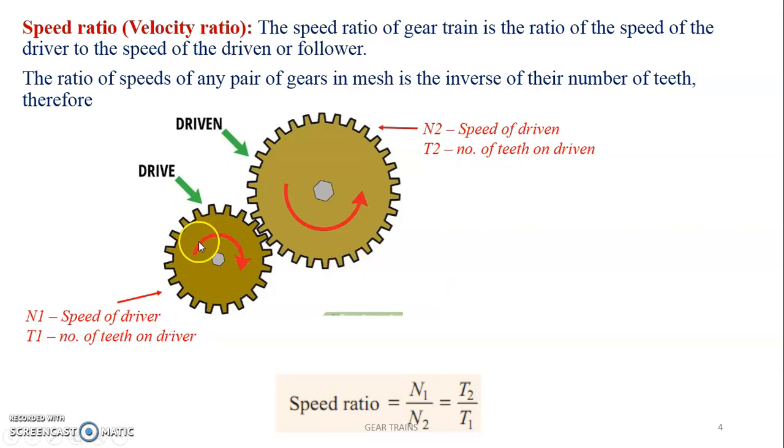Okay, so in this case, if n1 is the speed of the driver and n2 is the speed of the driven, then n1 by n2 gives me the speed ratio. Suppose I don't know the speeds, but I know the number of teeth on each gear, then the speed ratio is equal to the number of teeth on the driven gear divided by the number of teeth on the driver gear. So that's why I have written T2 by T1. Okay, so this is very, very important. Please listen and understand this slide, as this is very critical.